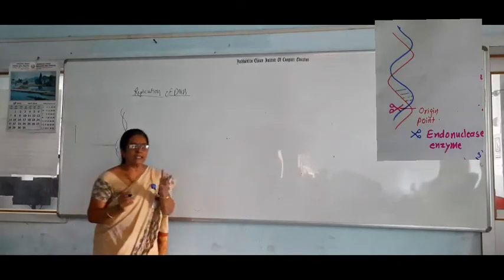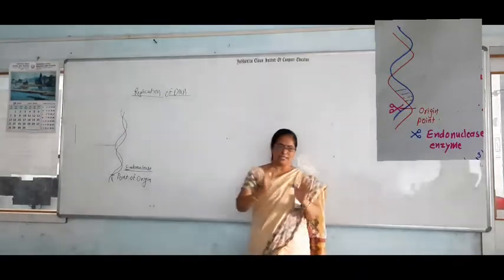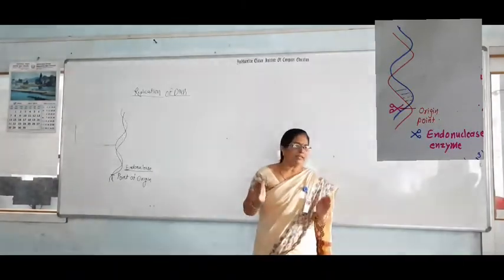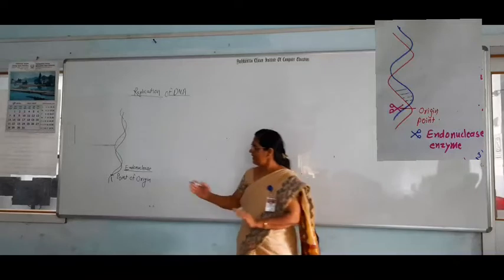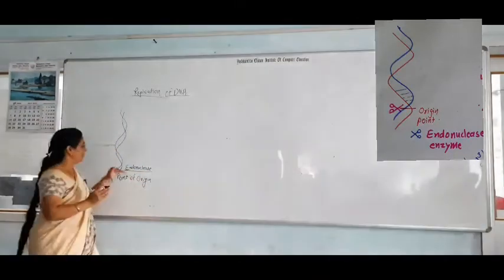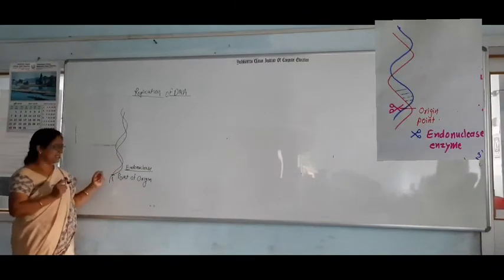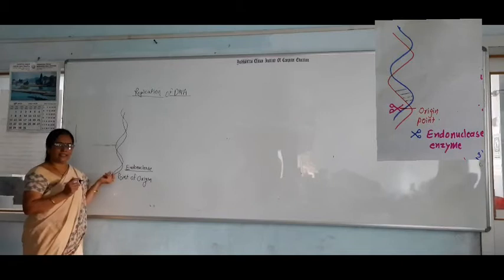This endonuclease enzyme is also called the molecular scissor. It is also called the genetic scalpel. That's why it is called the genetic scalpel: it cuts the DNA. So by using this endonuclease enzyme, this DNA is cut at this level.